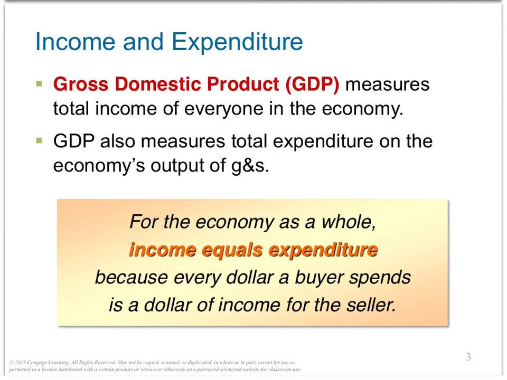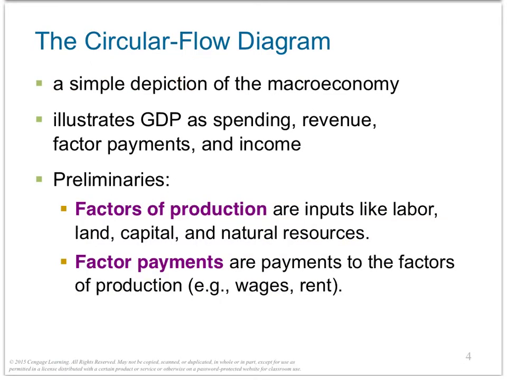Another way to see that income equals expenditure is with the circular flow diagram. Recall from chapter 2, this diagram describes all transactions between households and firms in a simple economy. What you need to remember about the circular flow diagram is, first of all, what are factors of production? These are the inputs that you use to produce goods and services, like labor, land, capital, and natural resources. And remember, factor payments are payments to the factors of production. For labor, you pay the wage. For land, you pay the rent.